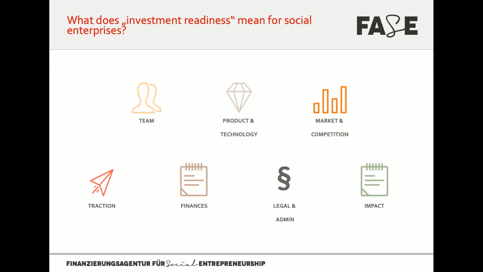So market, competition, traction. Traction essentially is one way for investors to say we want to see revenue. I mean, there are different ways of how you can show traction. For example, pilot agreements, or users in your app, or a lot of things. But essentially, it comes down to: can you show that someone is willing to pay for your product?